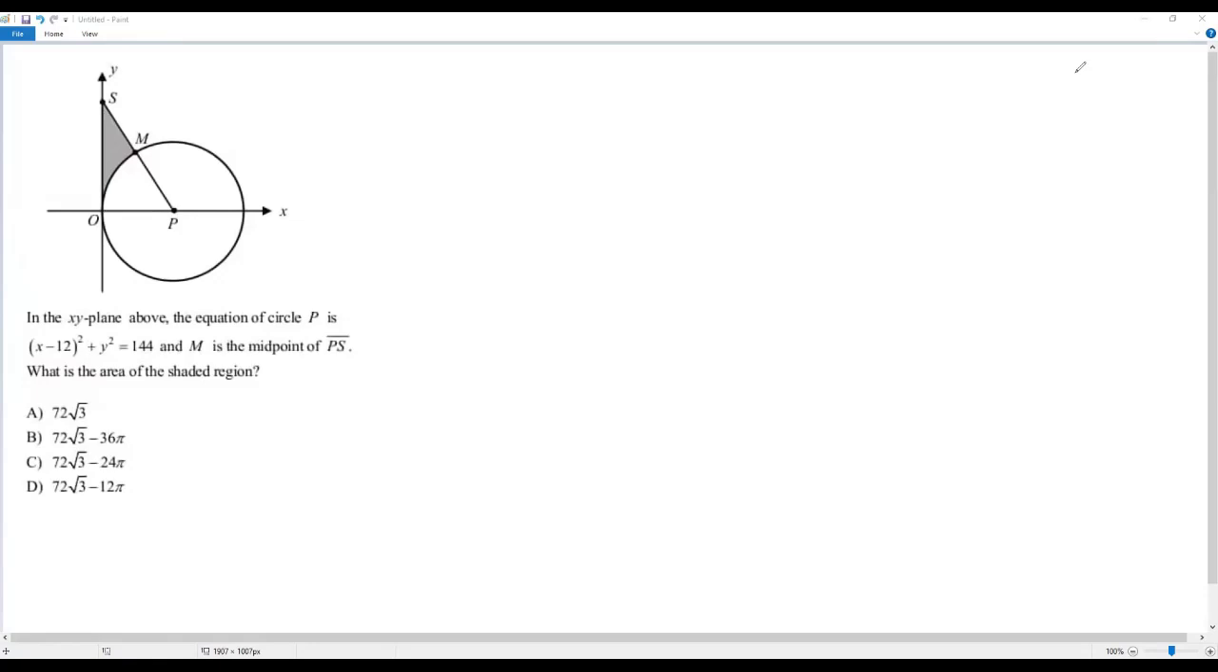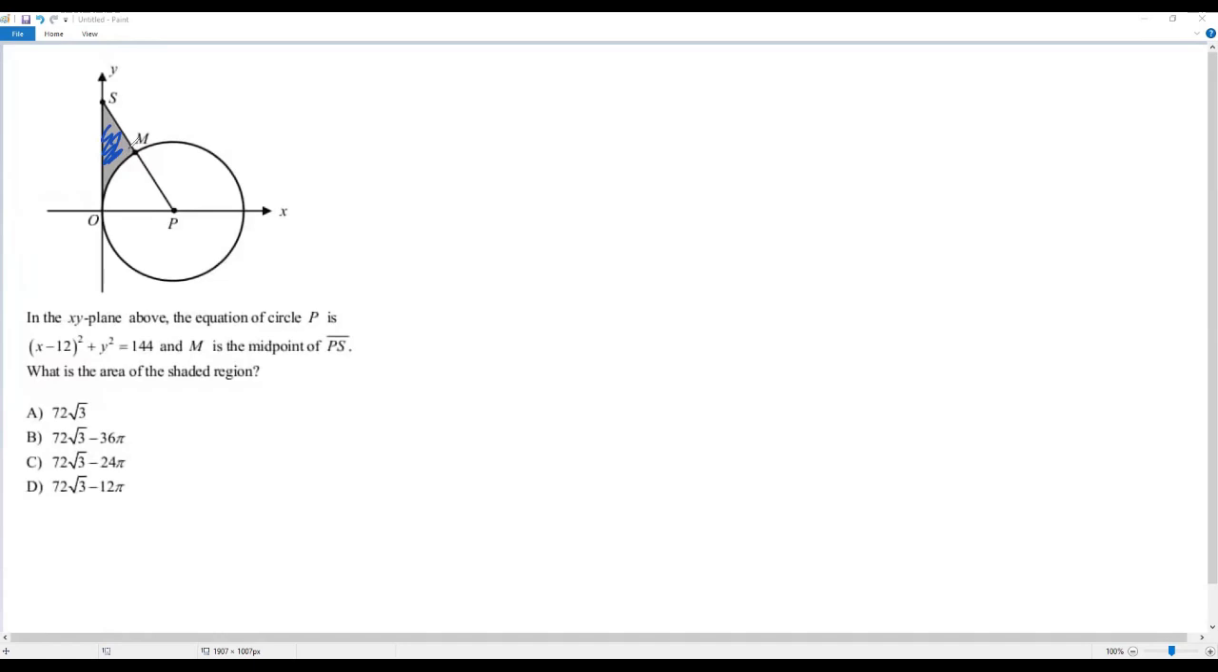Here we have a SAT math problem. Okay, let's go to the question. In the xy plane above, the equation of circle P is (x − 12)² + y² = 144, and M is the midpoint of PS. What is the area of the shaded region? In the given figure, we have to find the area of this shaded region.